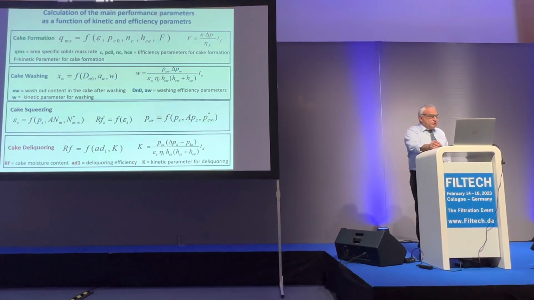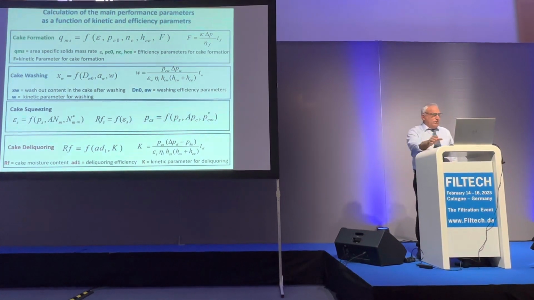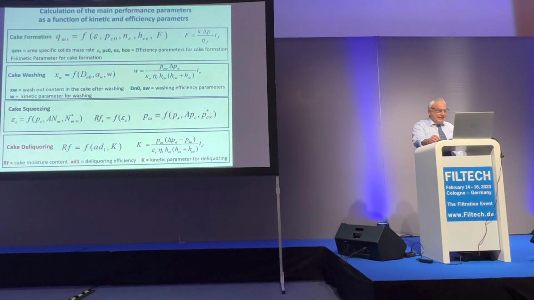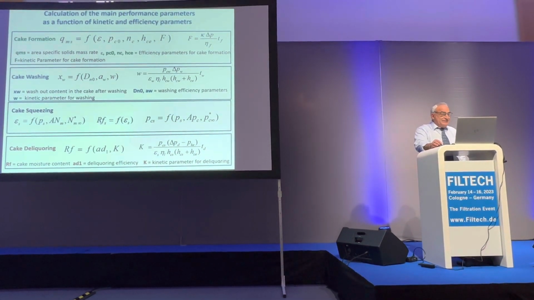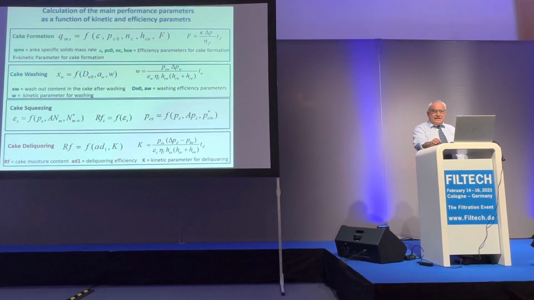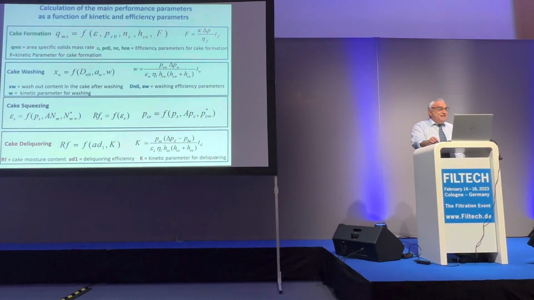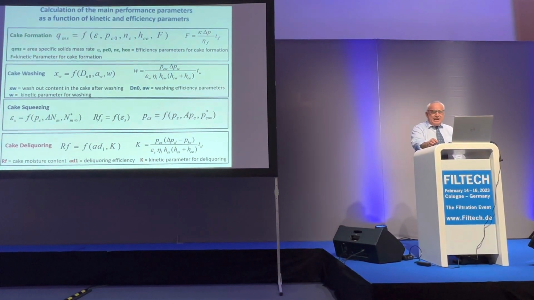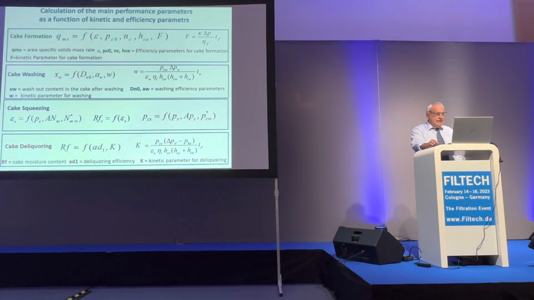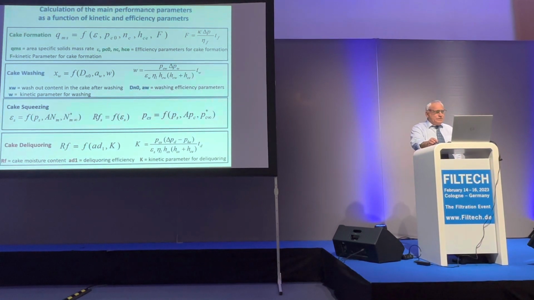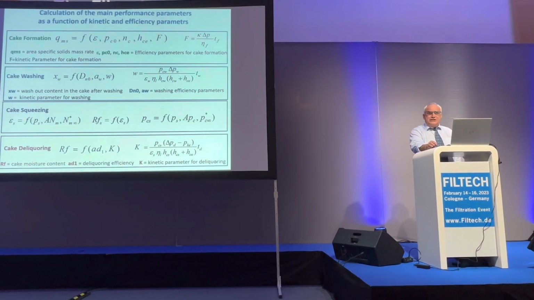So you see, that is what I told you before. We have cake formation, cake washing, cake squeezing, cake delivering. These are here the important, that is the specific solid throughput. And you see here, these are the efficiency parameters I told before. Porosity of the filtered cake. That is very important. Permeability for delta P 1 bar.